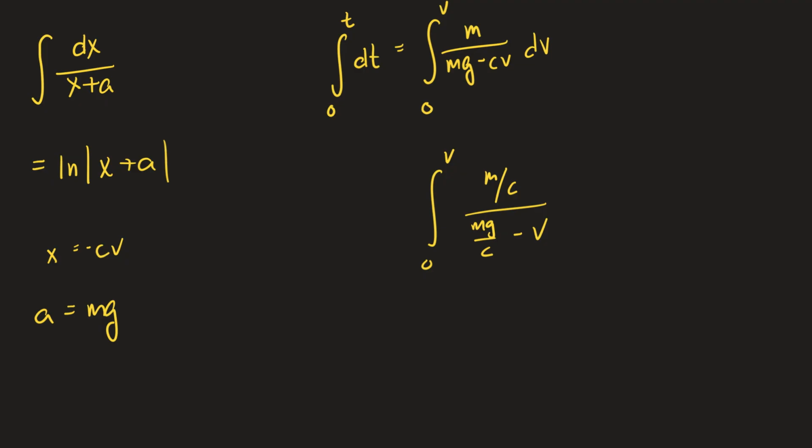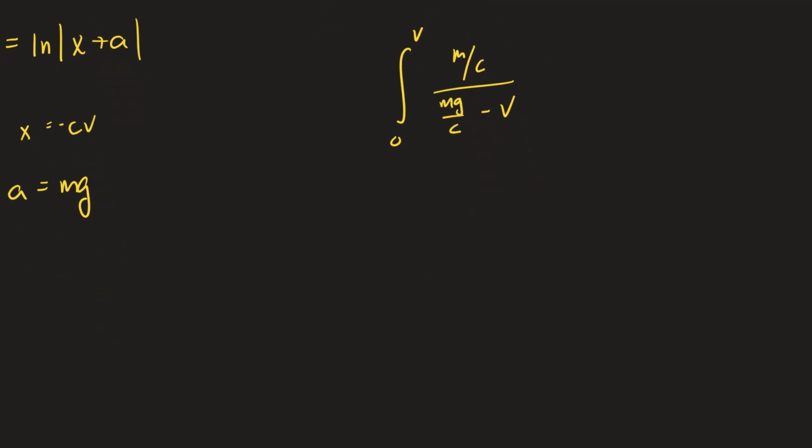Well, if you want to make it look exactly like the integral table, you'd multiply top and bottom by a negative. And now you've got something that looks perfectly like your integral table. Right? The negative sign just gets incorporated into this a. So I can say immediately that this is going to equal minus m over c times the natural log of (v minus mg over c). That's how you'd use the integral table.